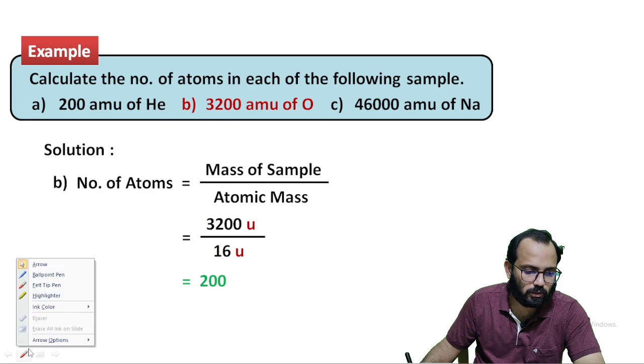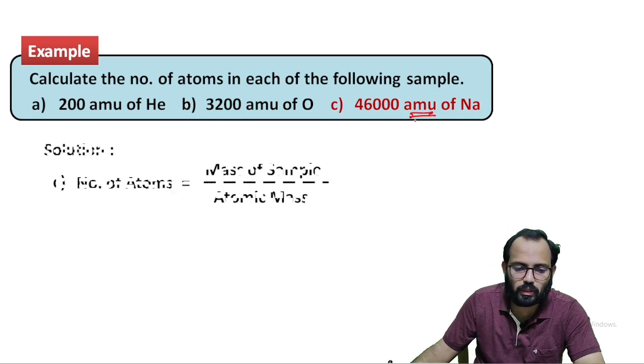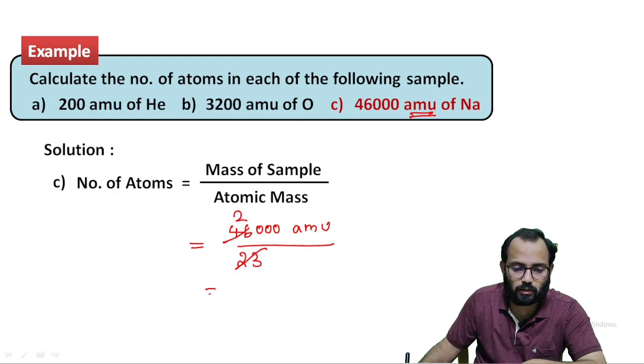What is the next question? Calculate the number of atoms in 46,000 AMU of sodium. Now the equation is mass of sample by atomic mass. So now we can solve it, right? What is the mass of sample? 46,000 AMU. And what is the atomic mass of the sodium? 23. So 23 AMU you have to represent.